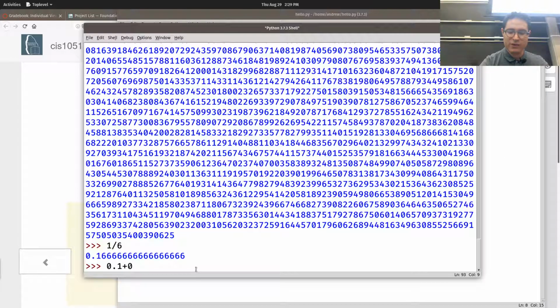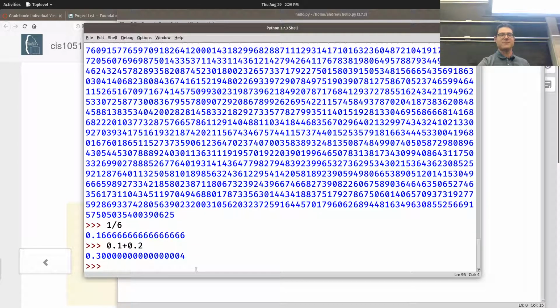So 1.0 plus 2.0, this is something that's easily expressed in base 10, right? Gives you 0.3, right? But your computer actually has trouble expressing this number. And watch what happens. Gives me 0.3 and a bit. Close enough for government work, so to speak. But it is not 3.0.